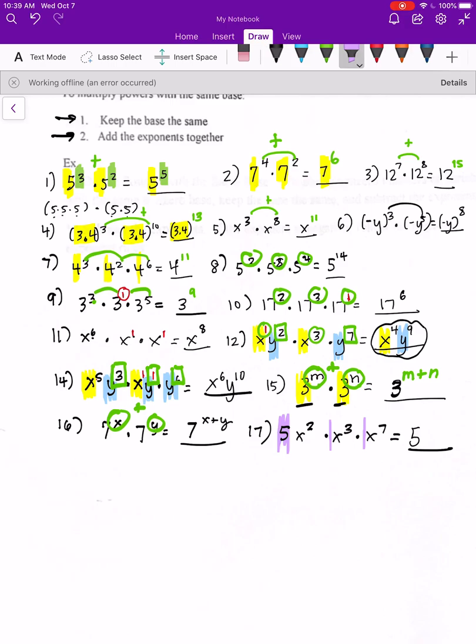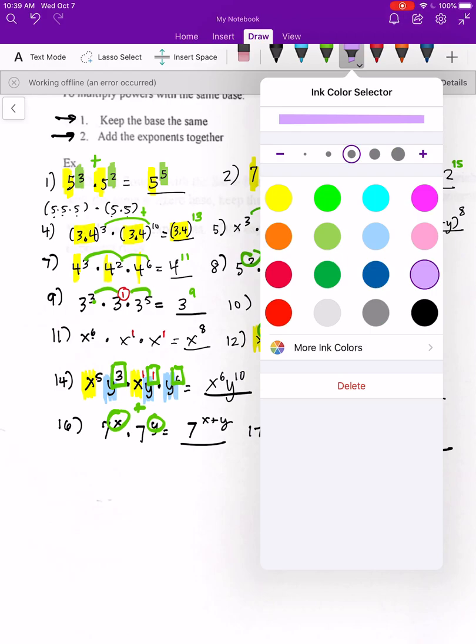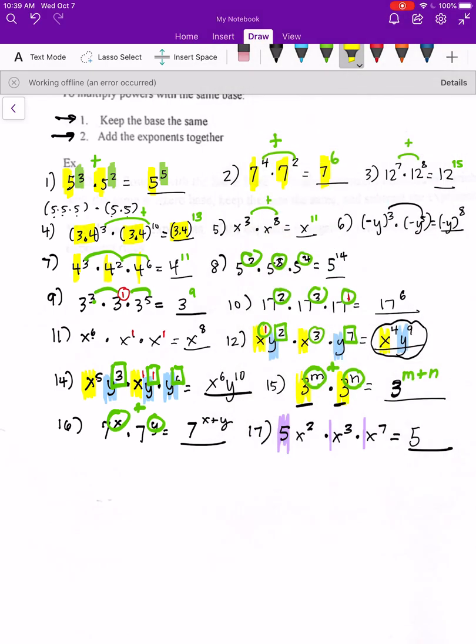Now from there, we're going to go ahead and collect our like terms. So I have x and x and x, so my base is x. And then I'm going to add my exponents, which are 2 and 3 and 7. And 2 plus 3 plus 7 equals 12. So 5x to the 12th power. All right, so let's do another like that.